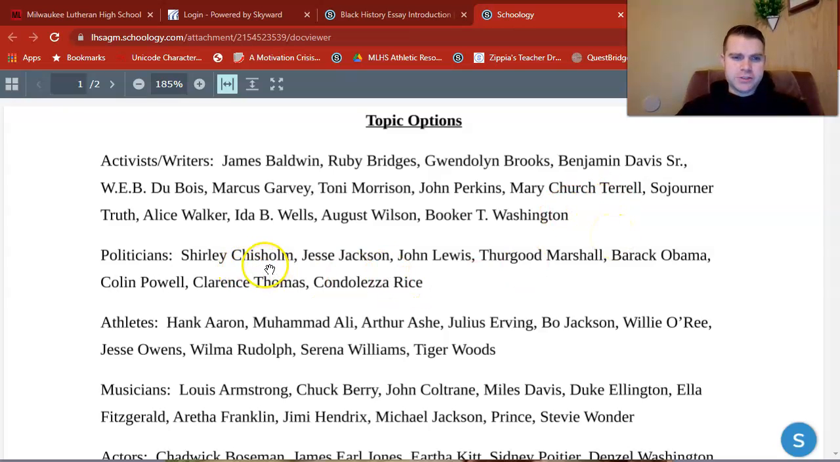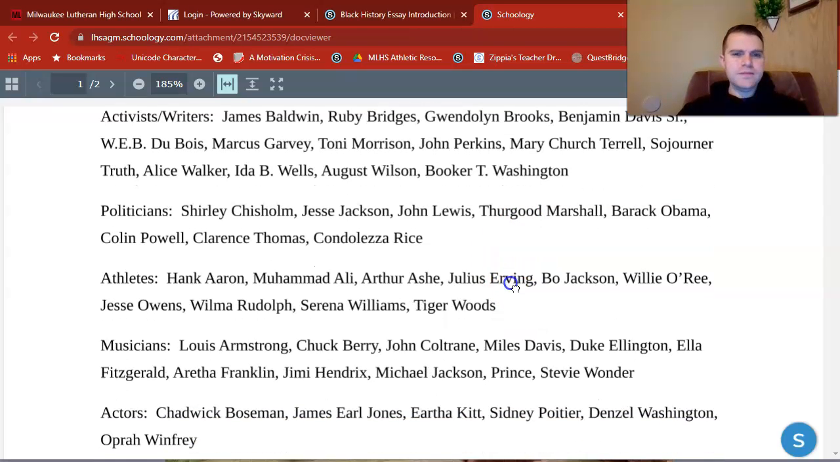Politicians, these are people who have actually served in positions of authority in U.S. government. Shirley Chisholm, I think she was the first woman elected to Congress specifically. Again, these are from different points in history as well. Some of these people are still alive, some are no longer living.